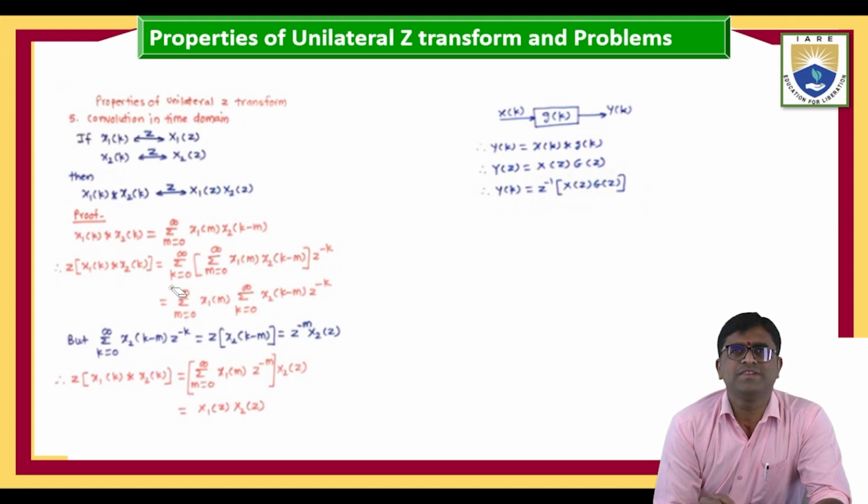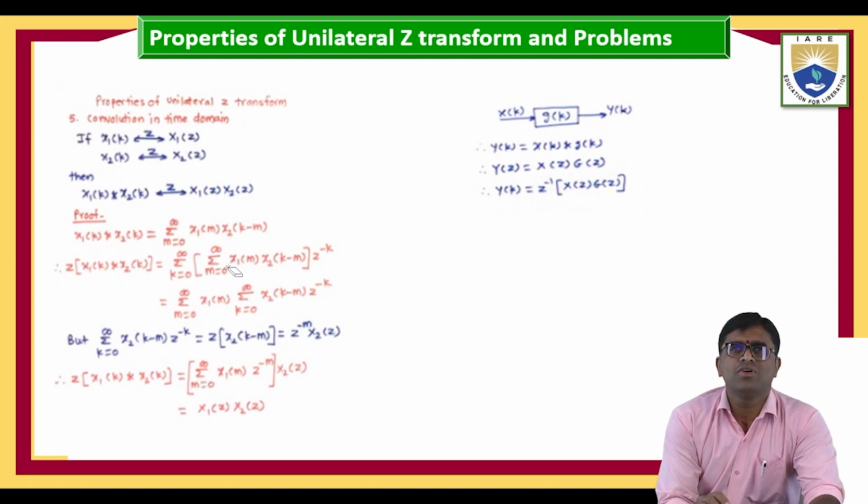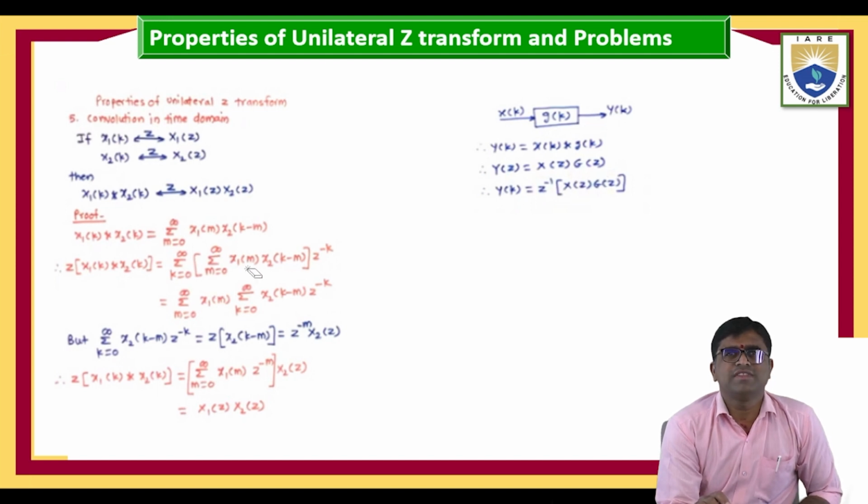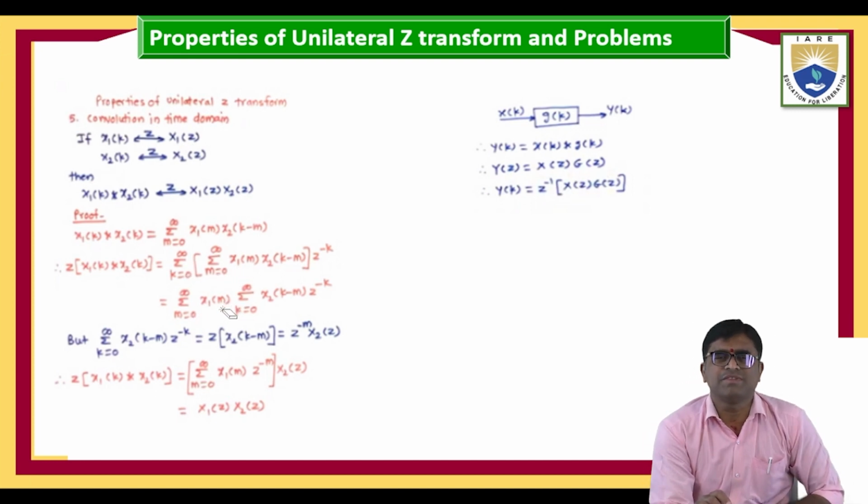So here the limit is k equals 0 to infinity. It is applicable only for k values, and x1 of m is a constant with respect to k. That's why I am taking it outside of the summation: m equals 0 to infinity of x1 of m into the summation over k equals 0 to infinity of x2 of k minus m into z power of minus k. This function is with respect to m, that's why I am taking it outside. This expression comes from this.